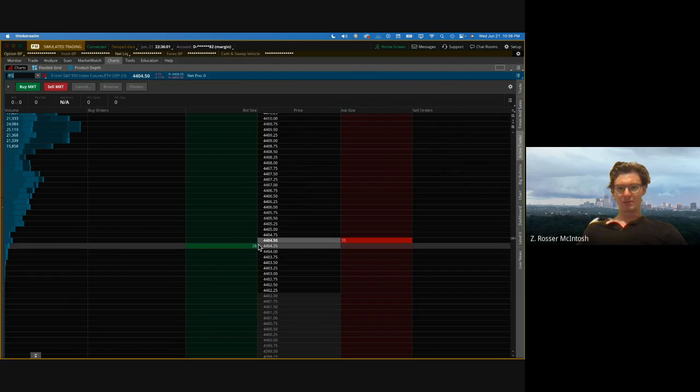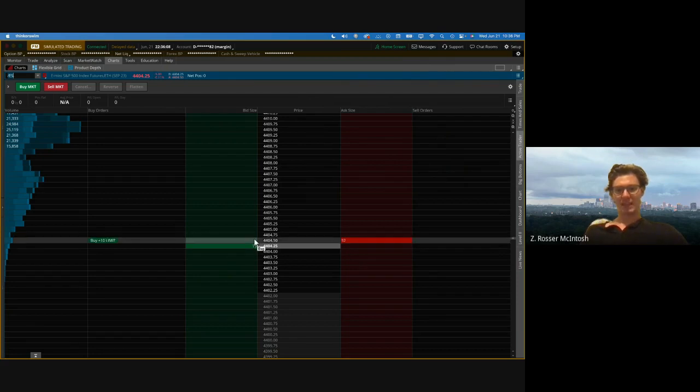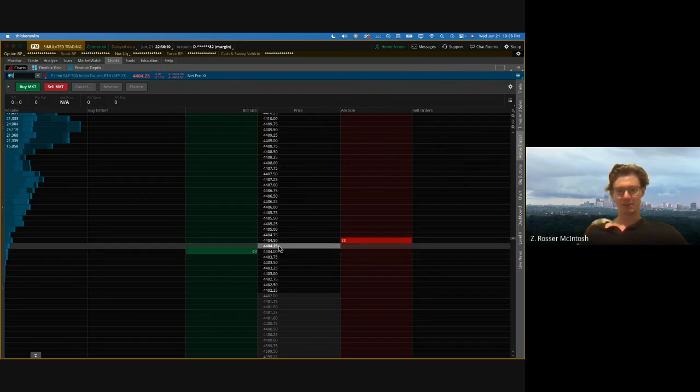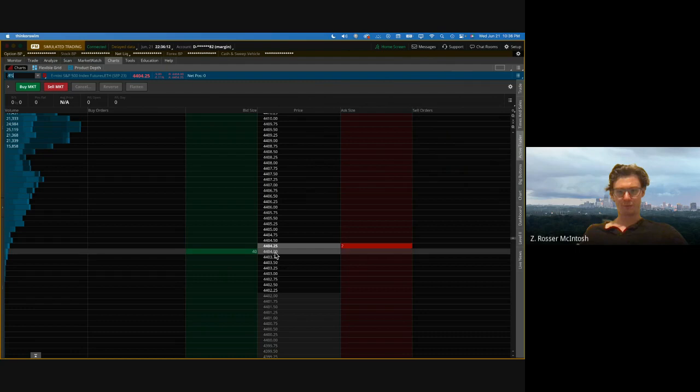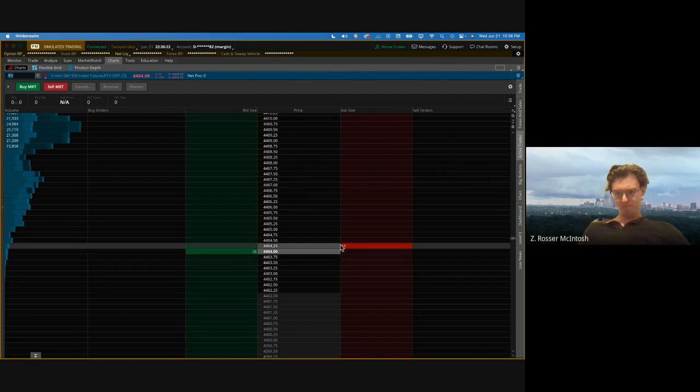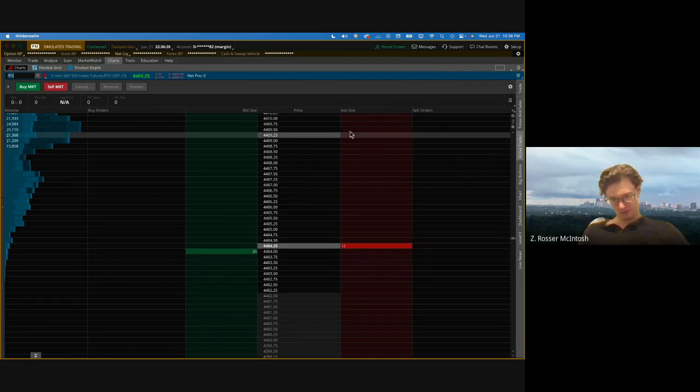And when this number decreases, it's because someone is submitting a sell limit, a sell market order that's hitting right here, the nearest buy limit at 4404. And when this number increases, it's because someone is submitting a new buy limit order. Vice versa for the ask side over here.